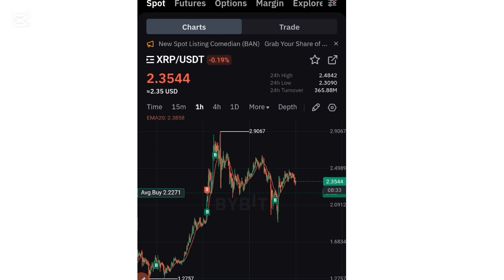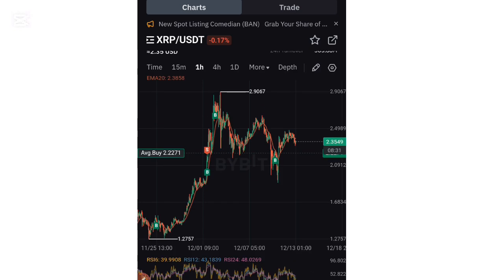So if you want to buy any asset, you click on trade. You can see trade over here. You click on trade.